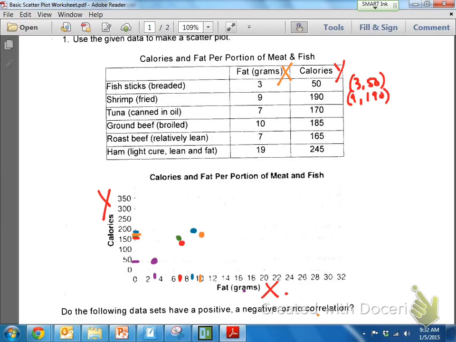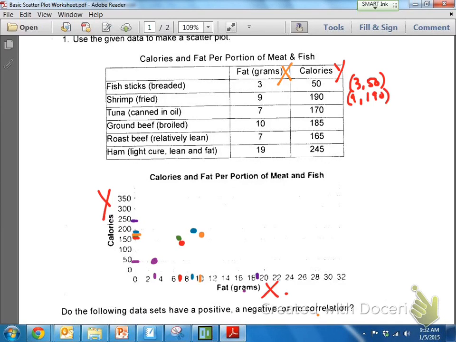And then 245. So that's obviously the winner right there. That has the most fat and calories. 245 is around here.